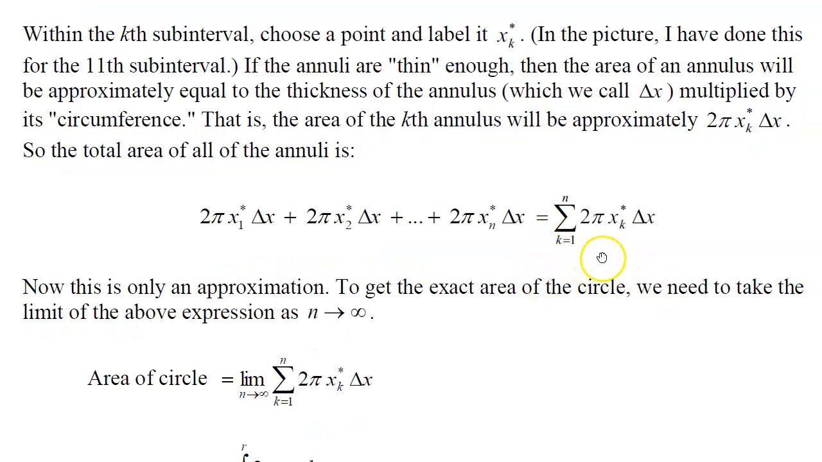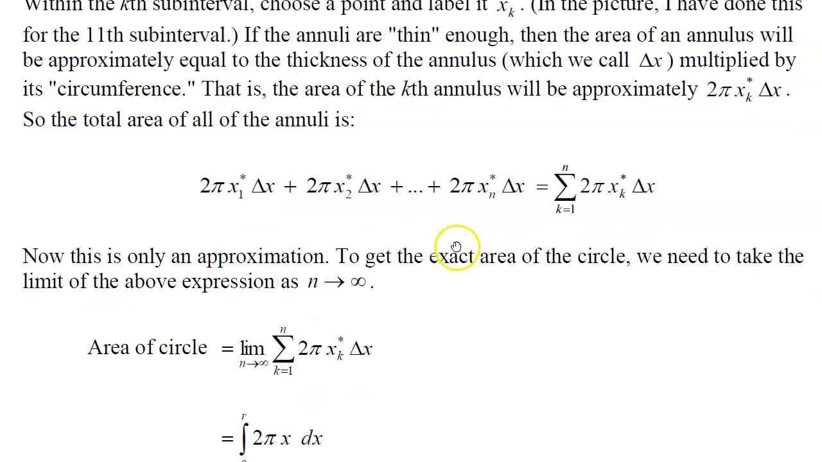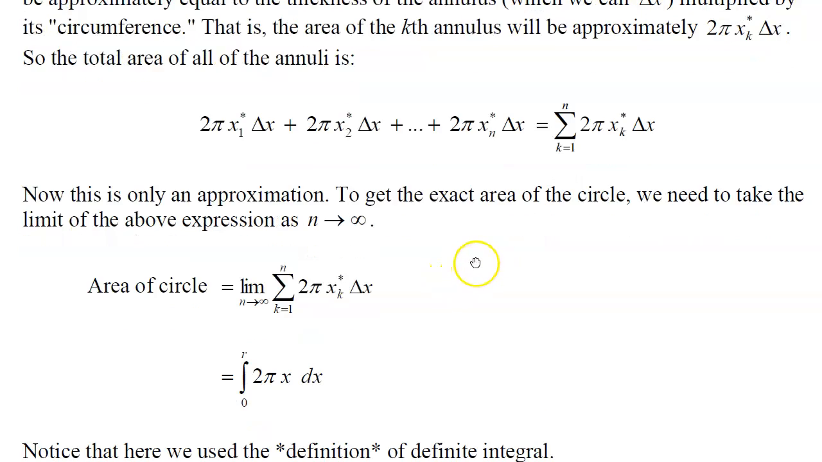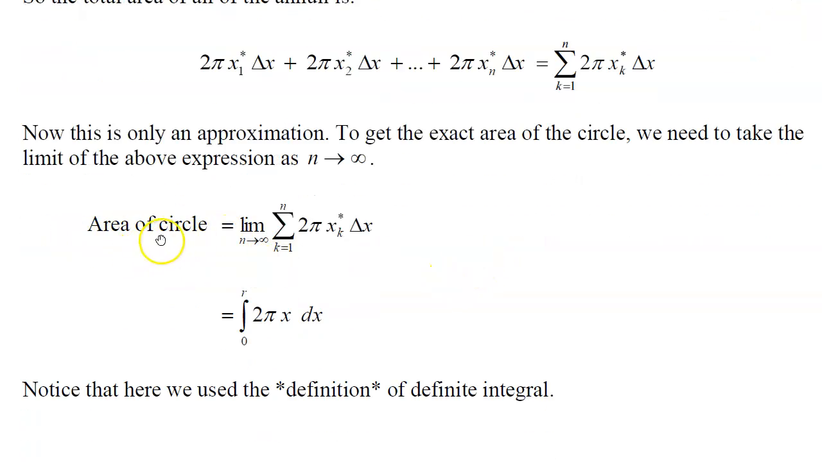To get the exact area of the circle, we need to take the limit of this expression as n goes to infinity, right? As the number of those annuli goes to infinity. So as they get thinner and thinner, but the number of them goes to infinity, that will give us the area of the circle. The area of the circle is just the limit as n goes to infinity of this.